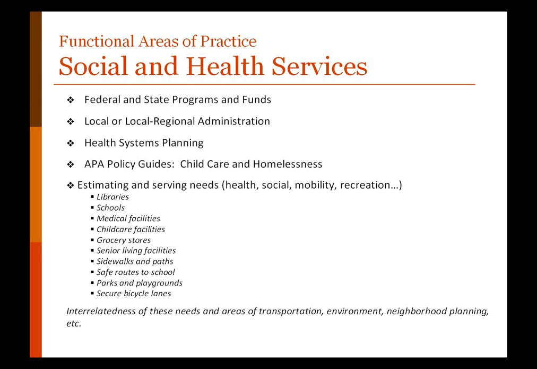Social and health services. Basically, what we need to understand here is how they're distributed. The federal and state do the programs and the funds. There should be a hyphen there. Federal and state do programs and funds. They have a larger tax pool, and they're able, therefore, to amass that larger amount of money and provide the funding, and they also provide the program.